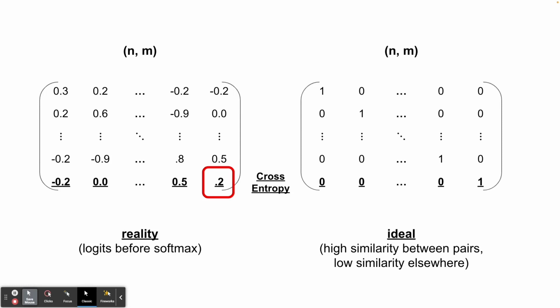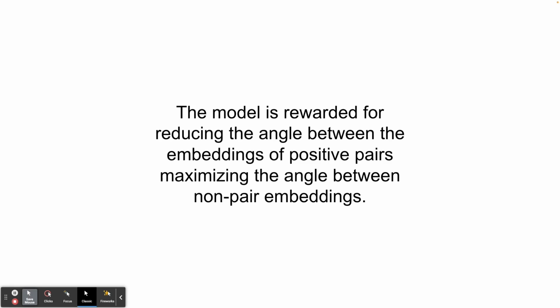The reason it's called multiple negatives ranking loss is because for each embedding, it's assumed that there's only one positive pair and everything else is considered a negative. That's why each one will have multiple negatives. What this does is reward the model for reducing the angle between the embeddings of positive pairs of text and maximizing the angle between non-pairs.